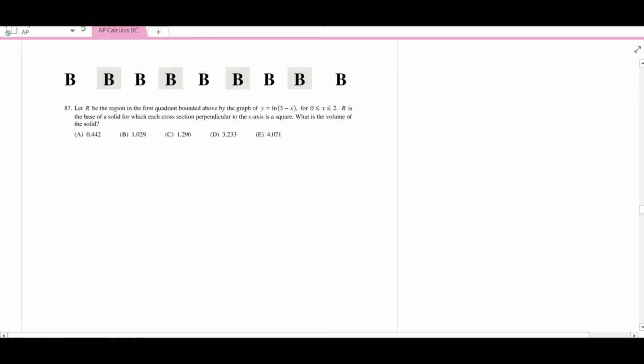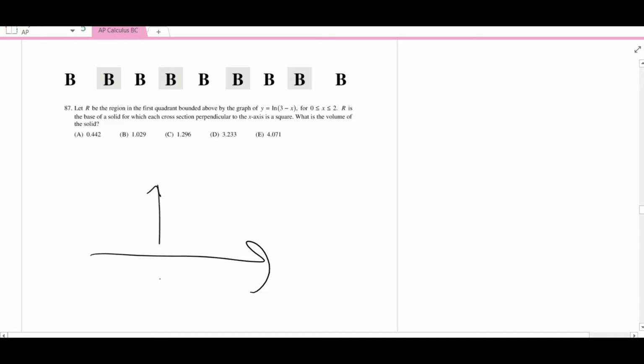Let R be the region in the first quadrant bounded above by the graph of y equals the natural log of 3 minus x, for x between 0 and R. R is the base of a solid for which each cross-section perpendicular to the x-axis is a square. What is the volume of the solid? Sorry if that was a little fast.